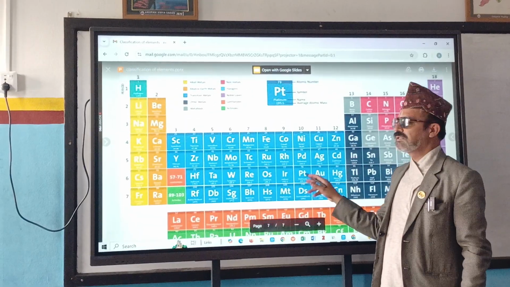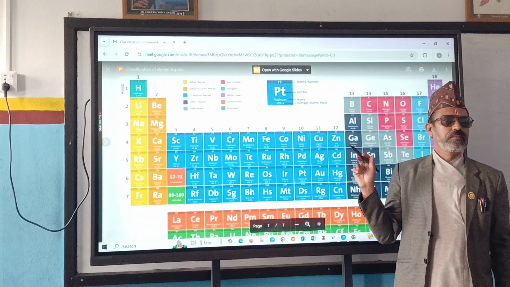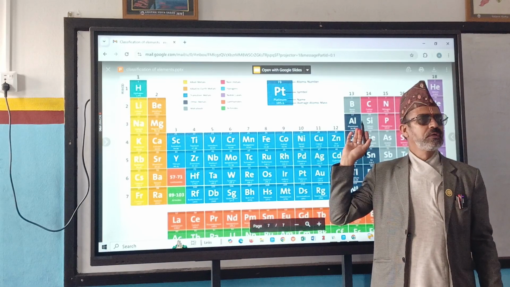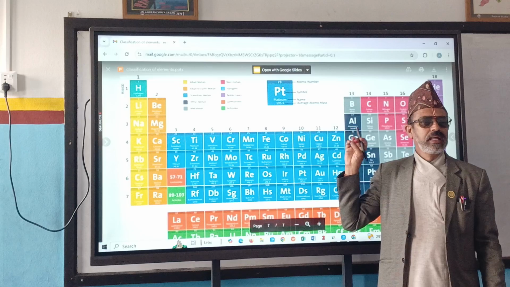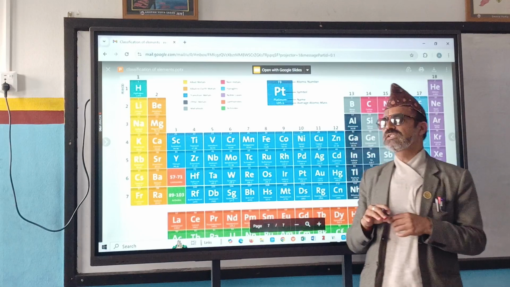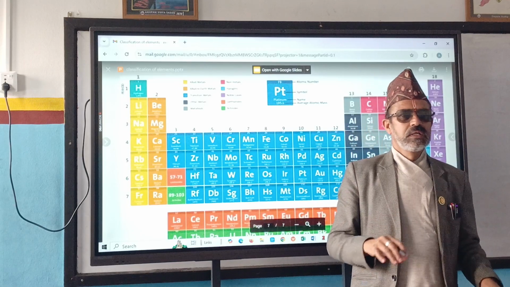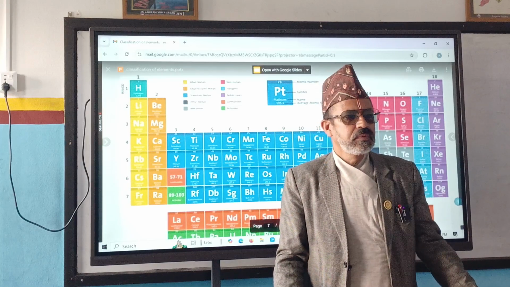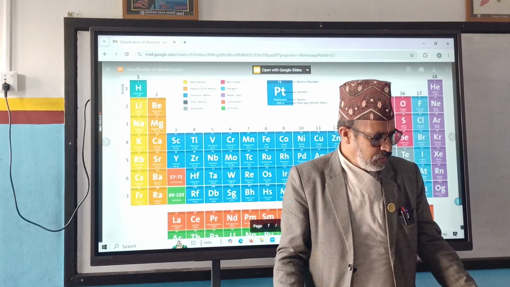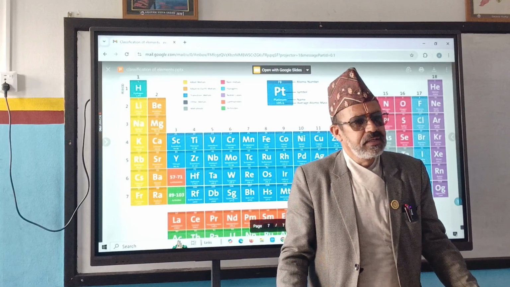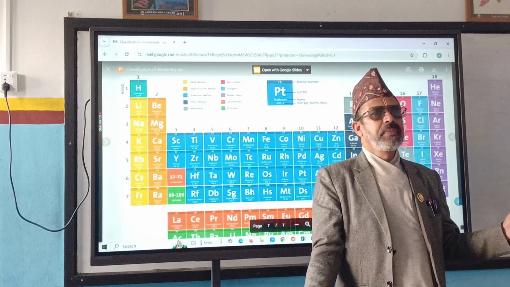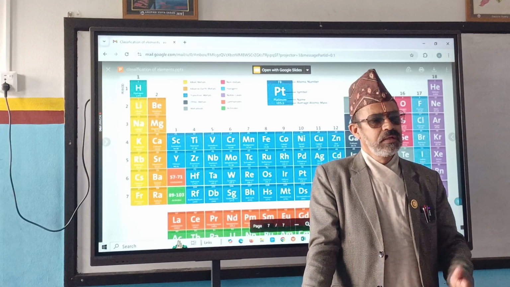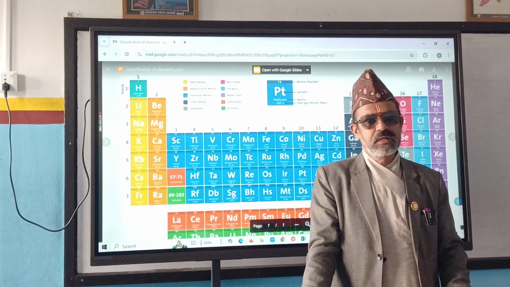This table was made by Niels Bohr, but the arrangement was done by Henry Moseley. Henry Moseley was a British scientist. In which year did he give the law? 1913 AD. In 1869, Mendeleev gave the law. In 1913, Henry Moseley gave the law, and they prepared the chart differently, right?